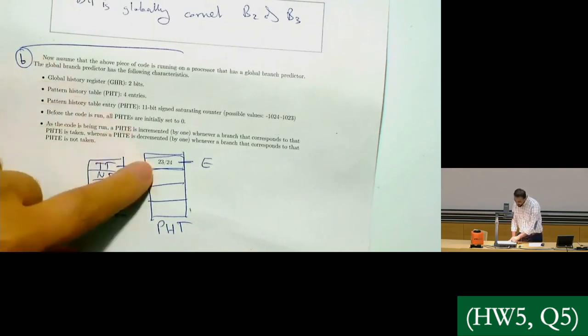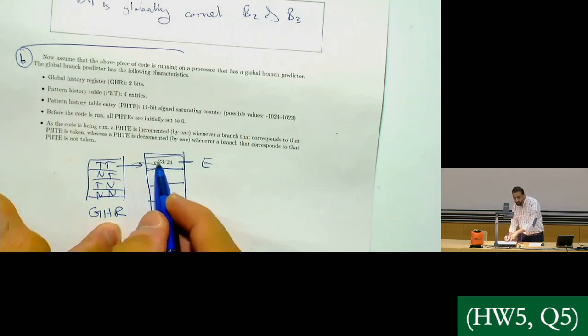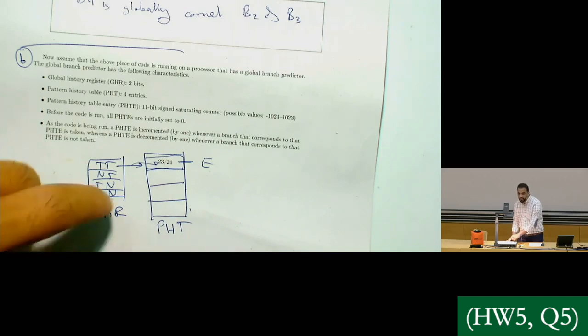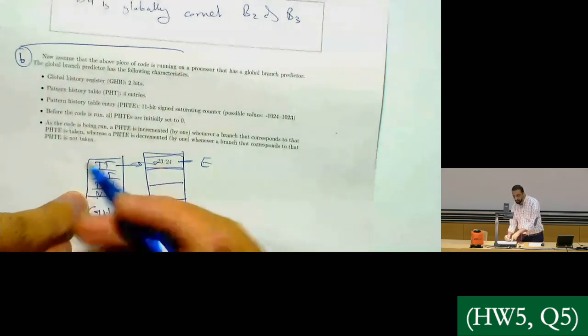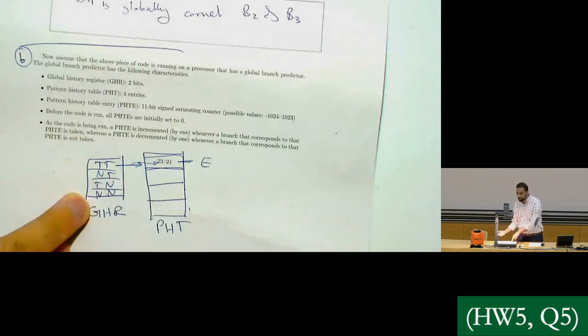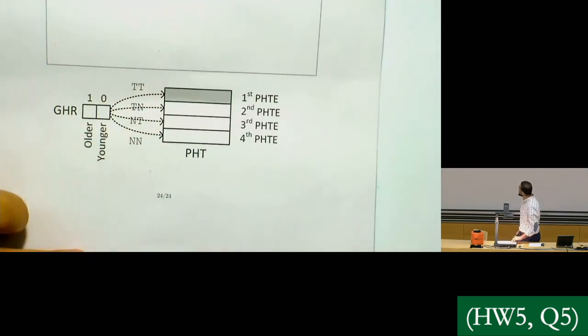So I'm setting all those values here to 0 initially. And whenever I'm hitting one of those entries in the global history register, I'm trying to increment this by 1. If it is taken, I increment by 1. If it is not taken, decrement by 1. This diagram is given on the other page, which is here.